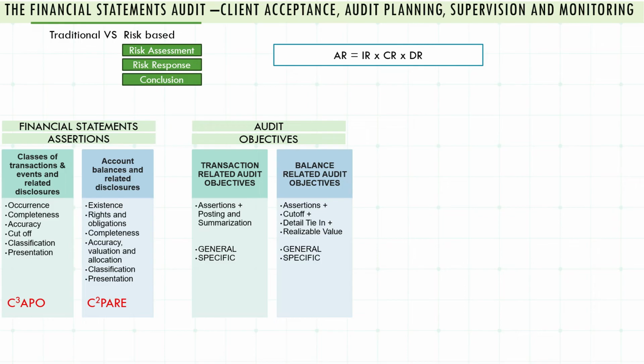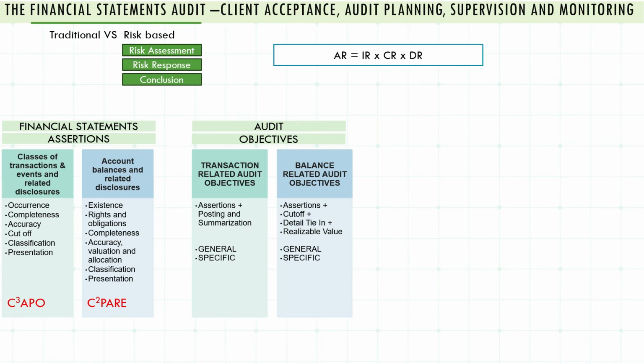add a few more. For example, in terms of transaction related audit objectives, the auditor will say, okay, I'll take the assertions. Those are occurrence, completeness, accuracy, cutoff, classification, presentation. Then I will add one more, which is posting and summarization.